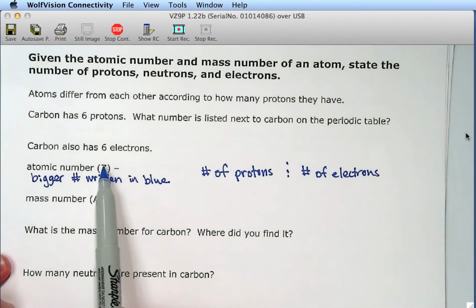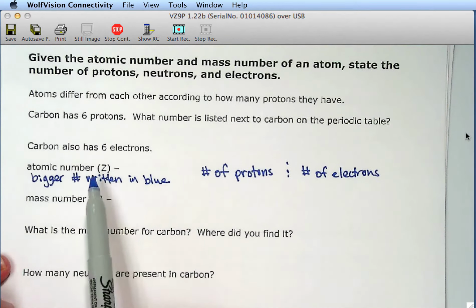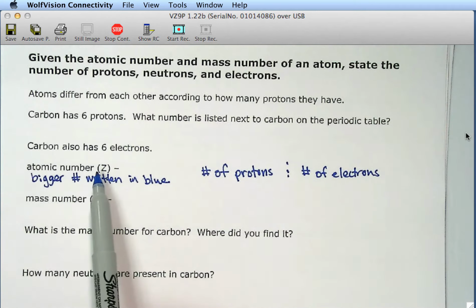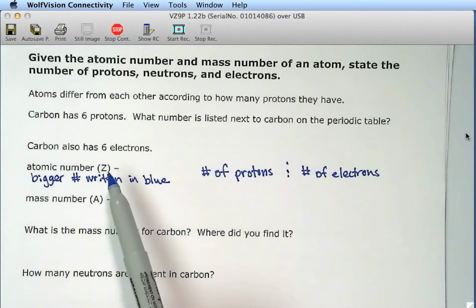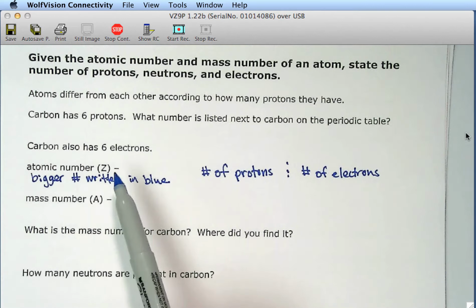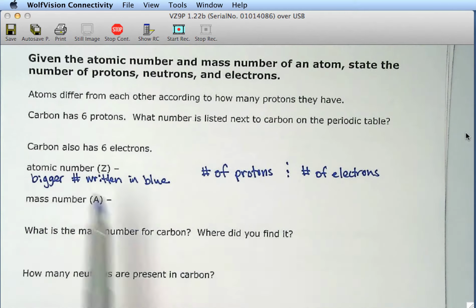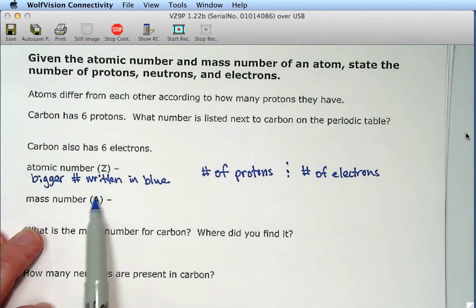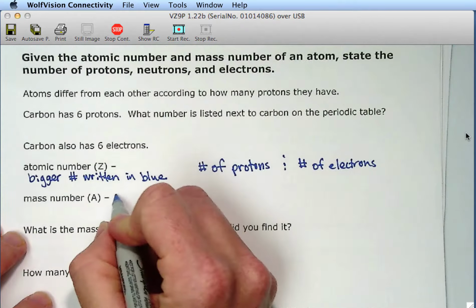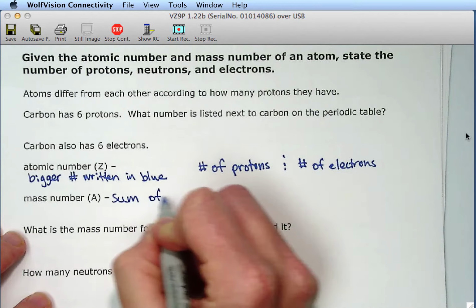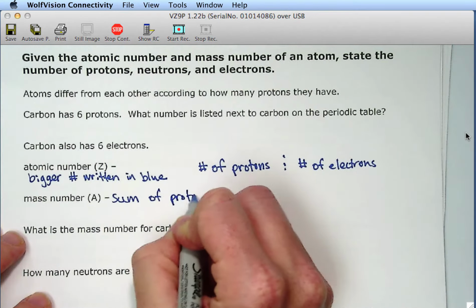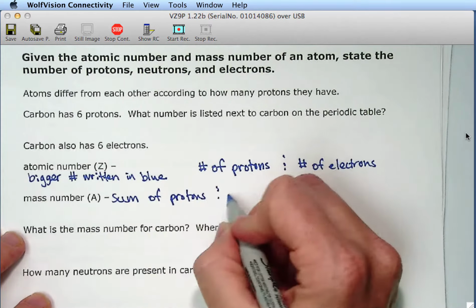Sometimes you will see Z written for the atomic number, like if we give you a quiz question or an exam question, we'll say carbon, and then in parentheses, Z equals 6, and then the question will go on. The mass number, the abbreviation for this is A. This is the sum of protons and neutrons.